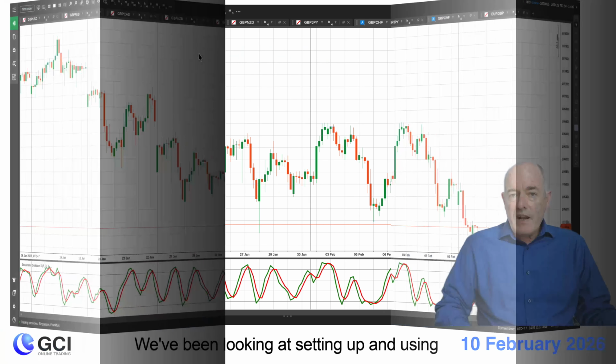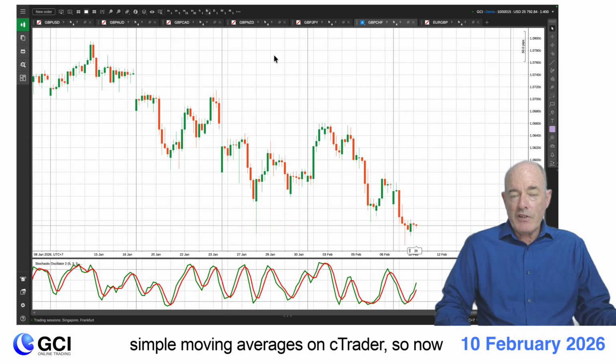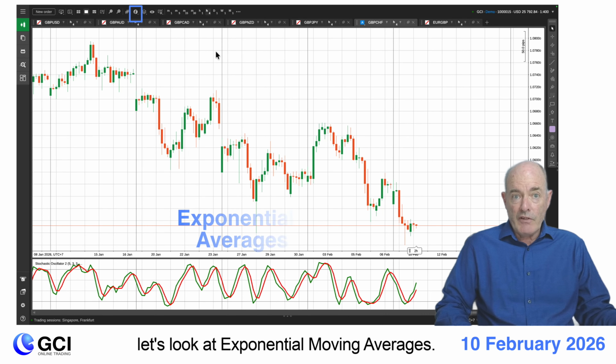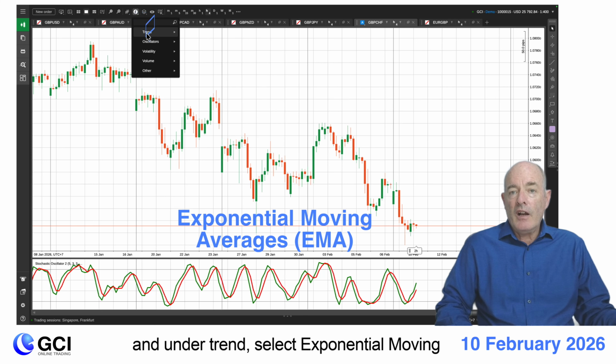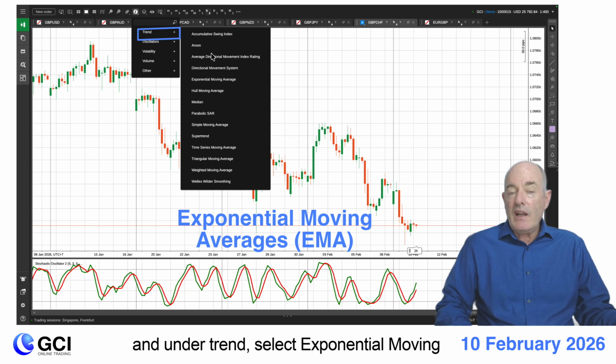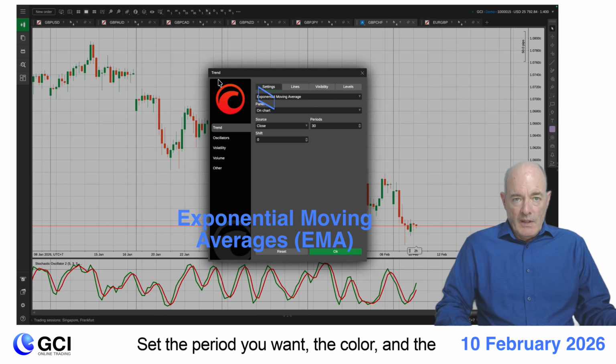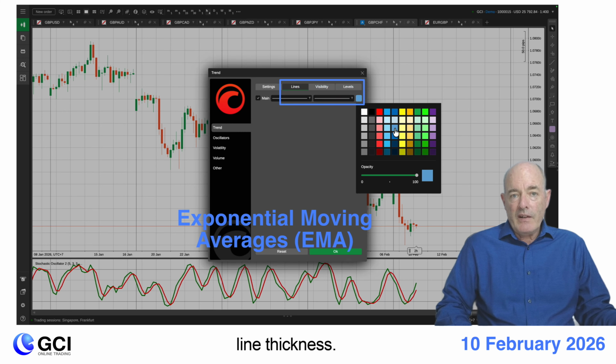We've been looking at setting up and using simple moving averages on cTrader, so now let's look at exponential moving averages. To set one up, click on the indicators icon and, under Trend, select Exponential Moving Average. Set the period you want, the color, and the line thickness.